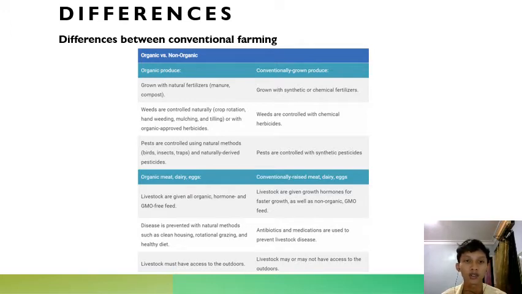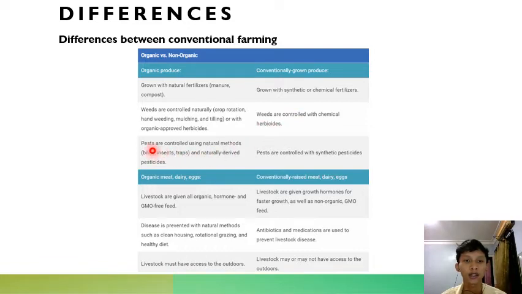Organic produce is grown with natural fertilizers such as manure and compost, and conventionally grown produce is grown with synthetic or chemical fertilizers. Weeds are controlled naturally by crop rotation, hand weeding, mulching, and tilling, or with organic approved herbicides. This is for the organic. And for the conventional, weeds are controlled with chemical herbicides.